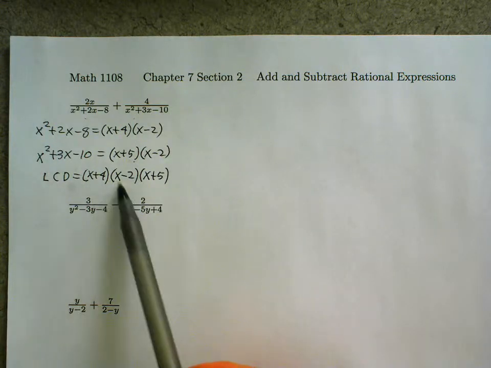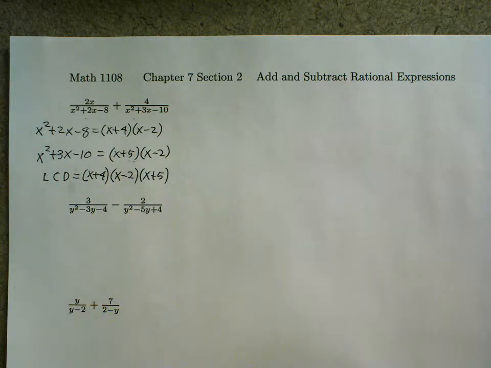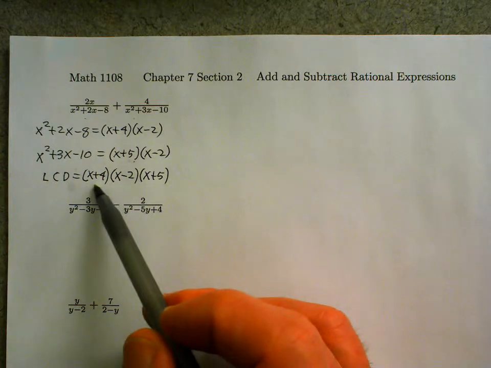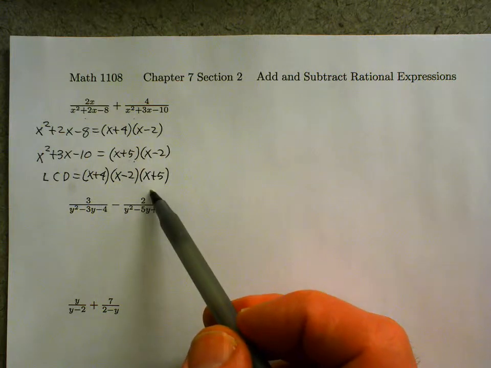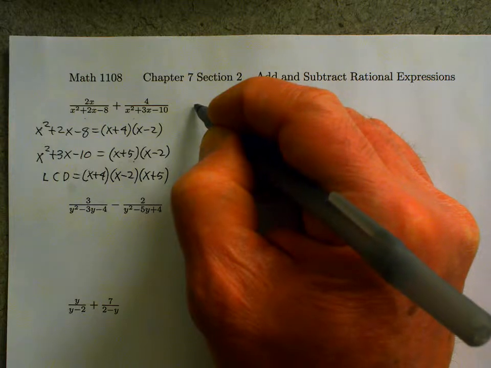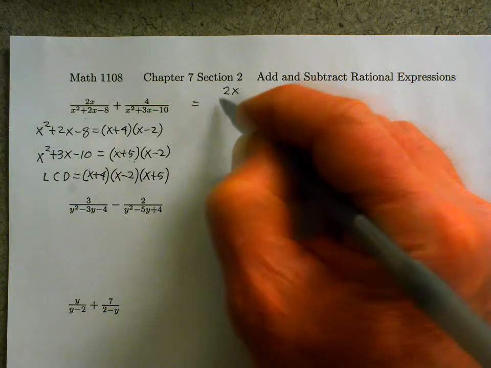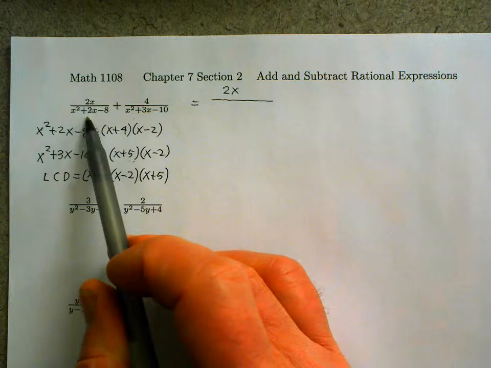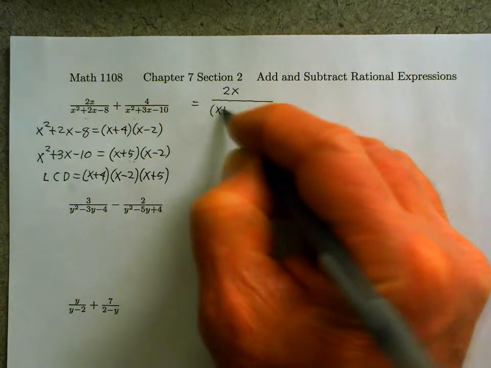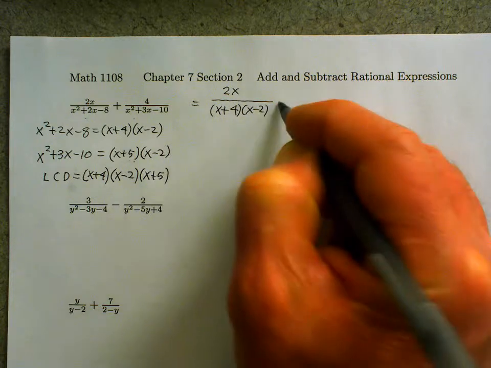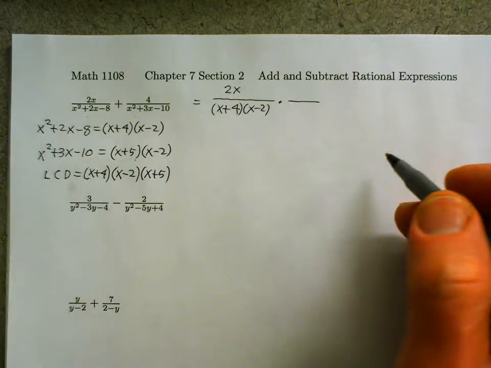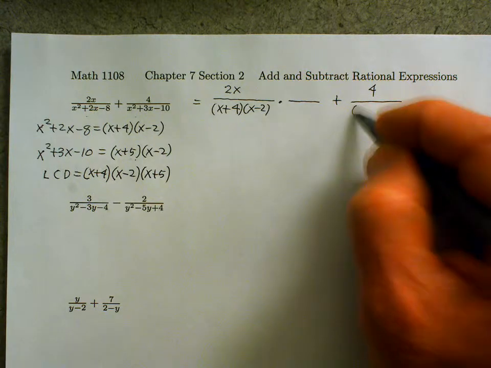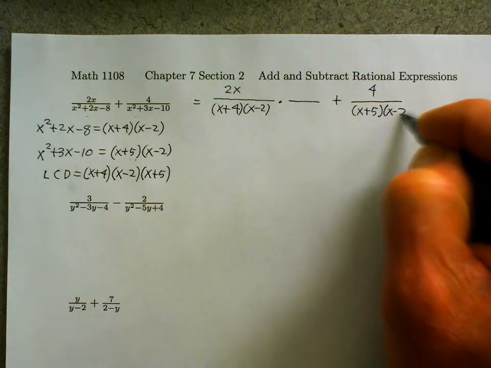Okay, so the product of those three binomials is the least common denominator. We won't bother to multiply them out. We'll just leave the least common denominator in factored form. Okay, but in the next step, we'll multiply each of those rational expressions by 1. So the first denominator on the left in factored form is x plus 4 times x minus 2. We're going to multiply that by 1 in a minute. And the other one plus 4 over x plus 5 times x minus 2. We're going to multiply this by 1.